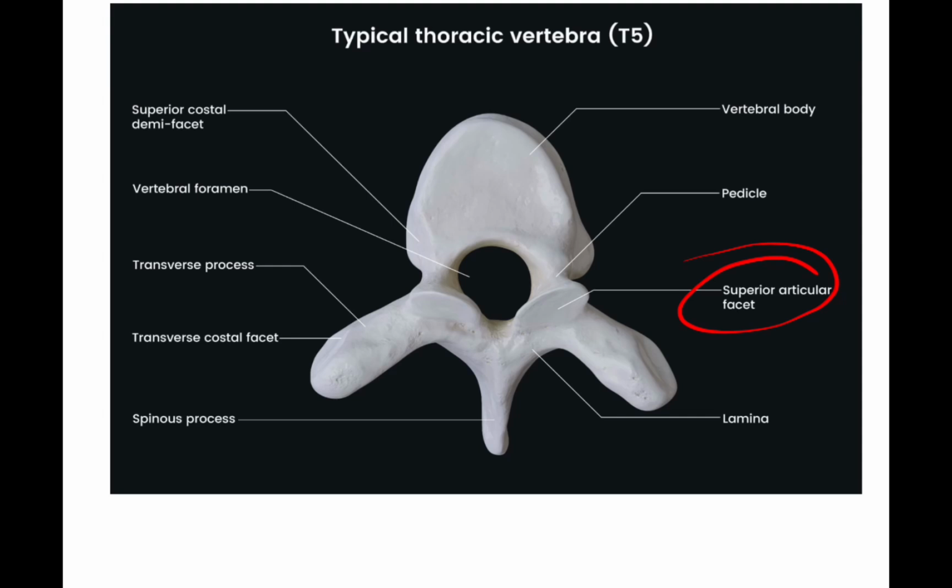This is the thoracic vertebrae, specifically T5, that we are looking at. So it has a vertebral body, a superior costal demifacet, a vertebral foramen, transverse process, transverse costal facet, spinous process, as we can see, and a lamina and pedicle.